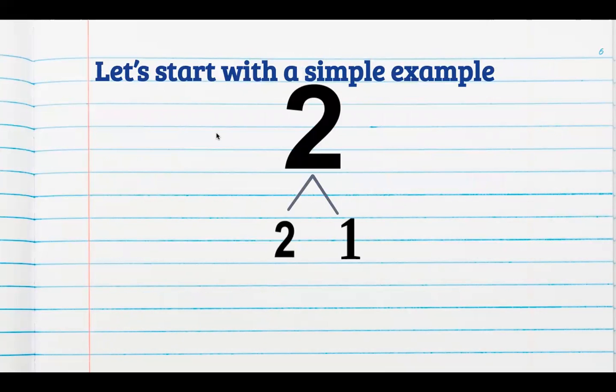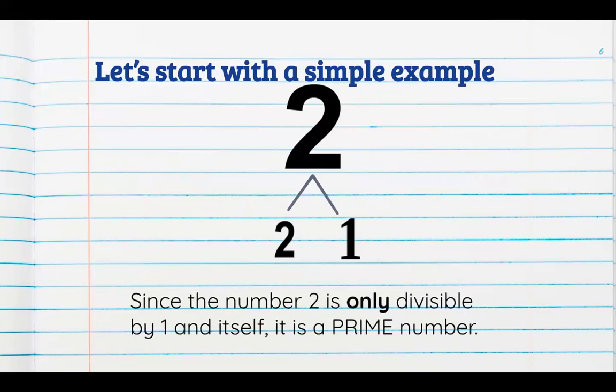Here are some examples. Let's start with a simple one, the number 2. The number 2 can be divided by 2 and 1. It can be divided or factored by 2 or 1. Since the number 2 is only divisible by 1 and itself, it is a prime number. It cannot be broken down any further.